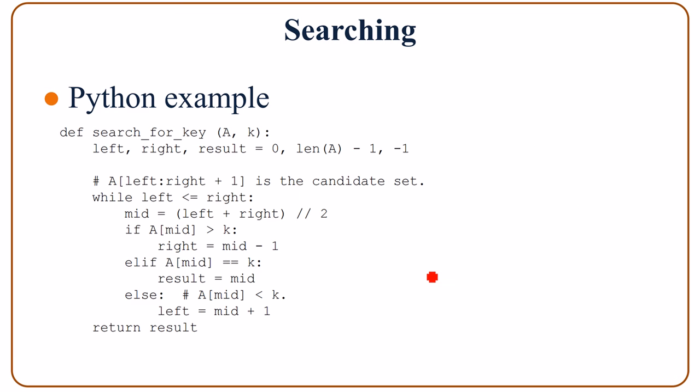Let's look at this Python implementation of the binary search. Left is initialized with 0, and right is initialized with length of a minus 1, and result is initialized with -1, which means not found. So right basically is the index of the last element, and left basically is the index of the first element.